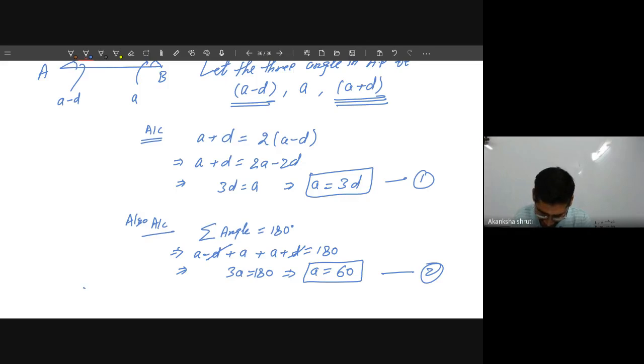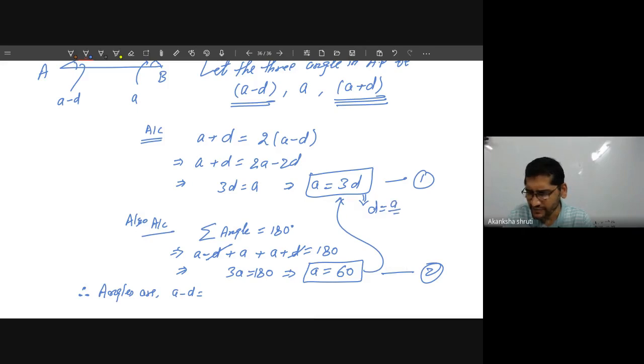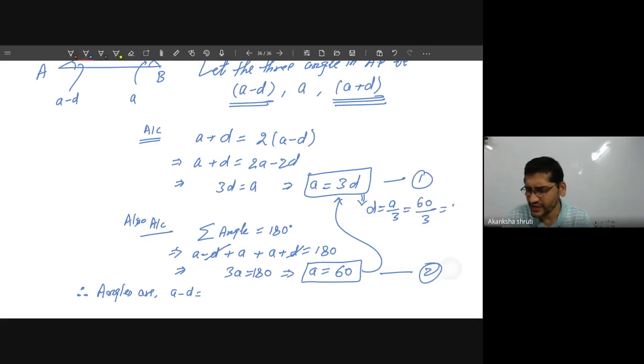Therefore, what are the angles? Therefore, angles are A minus D. What is A? A is our 60. So what will be D here? Apply relation 1 to calculate the value of D. Student, this we are going to substitute here. This is going to give us D is equal to A by 3. 60 by 3, it is 20.